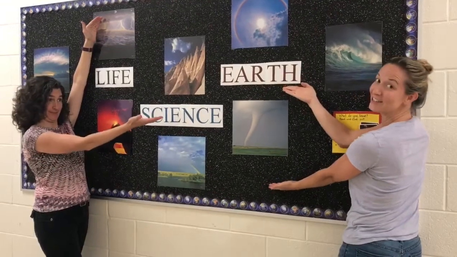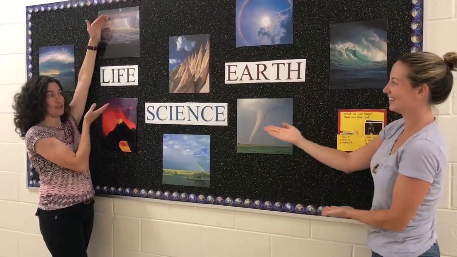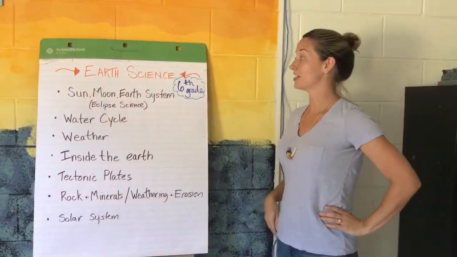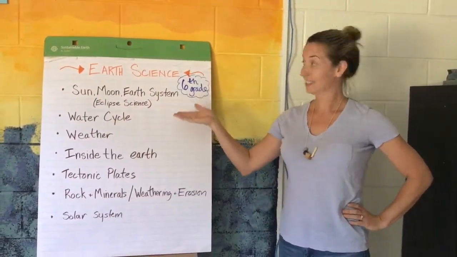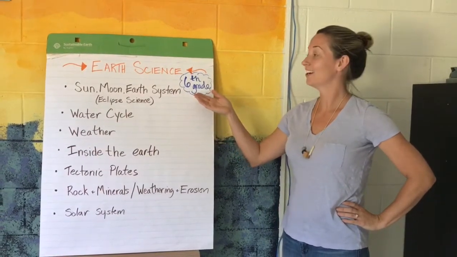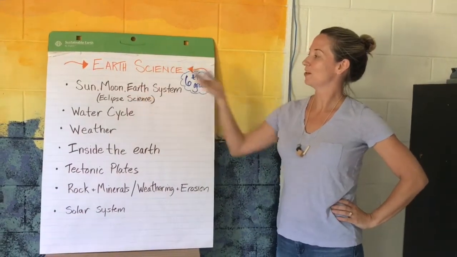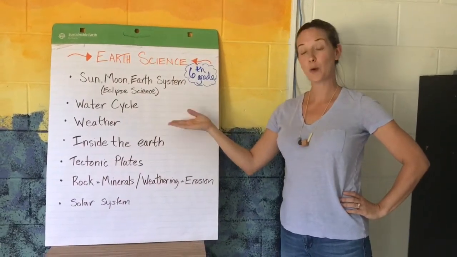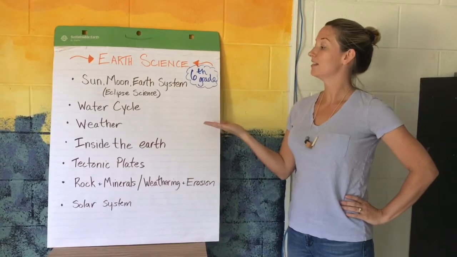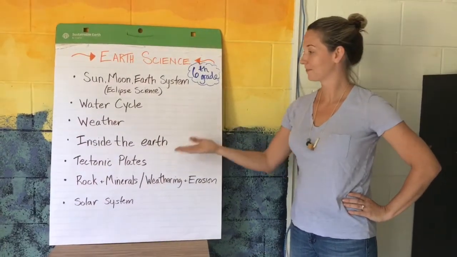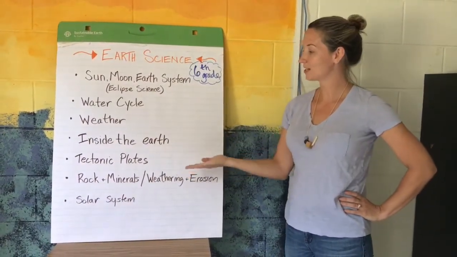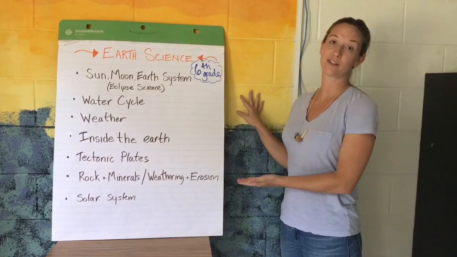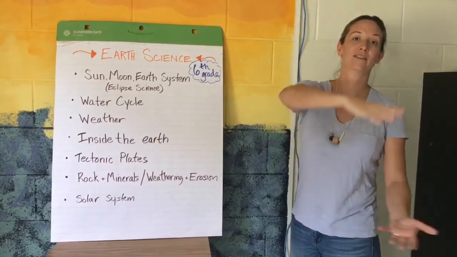Together, we teach earth science, and I also teach life science to 7th graders. In 6th grade, we teach earth science. Because of the eclipse that we all witnessed together, we started with the sun, moon, earth system. We'll be covering the water cycle next, followed by the weather. Then there's inside the earth. It's hot in here. Tectonic plates, rocks and minerals, as well as weathering and erosion. And we'll end with the solar system so we can all move on further out.